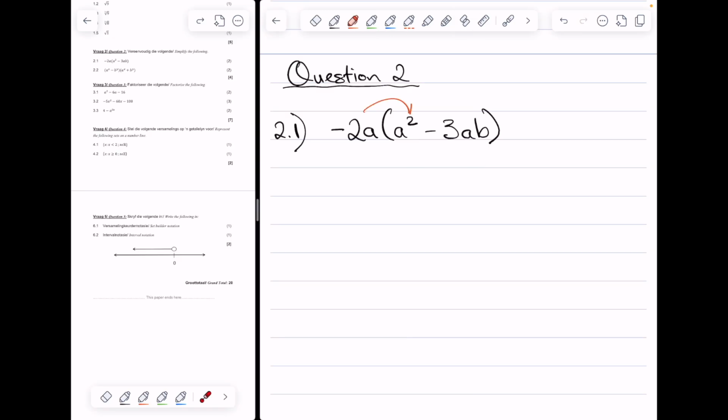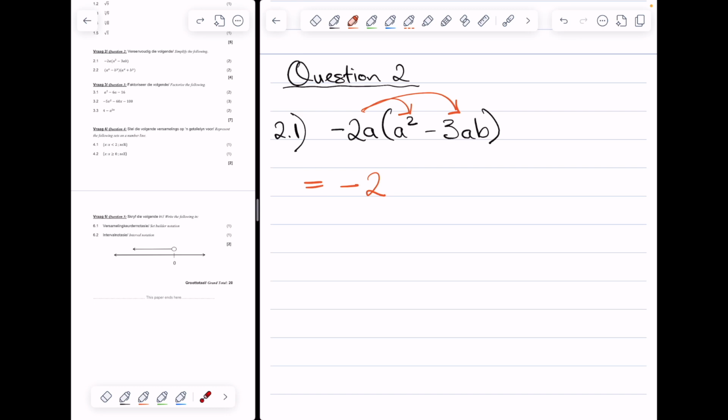Some of us still use those arrows. Arrows just indicate that you're multiplying the number outside the bracket into the bracket, and we would do it for both terms inside the bracket. So I would get then negative 2a multiplied by the a squared, and I will get negative 2a to the power of 3, because that's a multiplied by a to the power of 2.